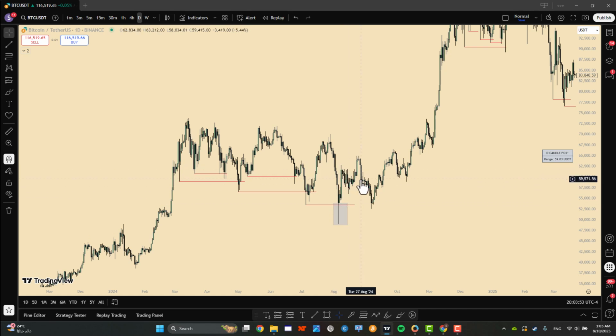Now that's valid, but it needs certain rules. For example, respecting the time frames. So for example, if this is the daily, you want to go, for example, on the 1 hour right here to look for entry. So you don't go to the 1 minute. You're gonna get stopped out, and still price moves in your favor and in that direction.